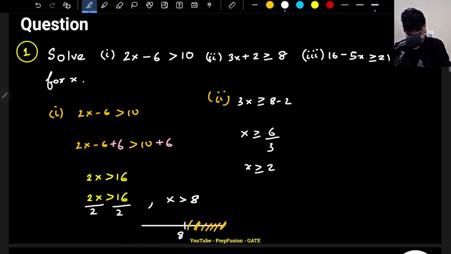What about x greater than 2? My 2 is here, and this is my x greater than 2 region. Okay, so I hope you understood these points.